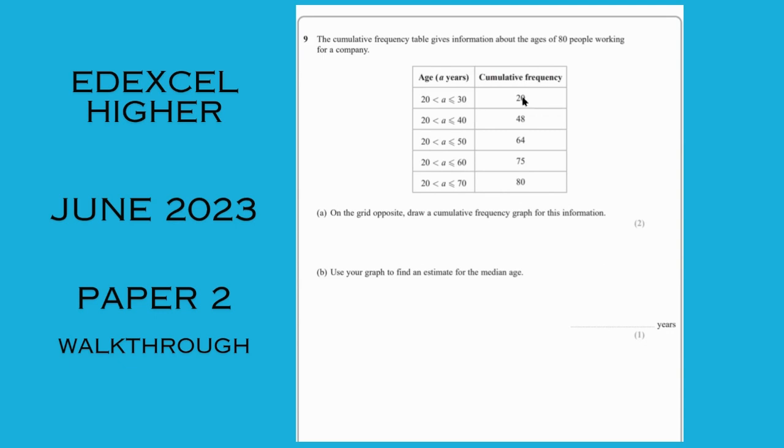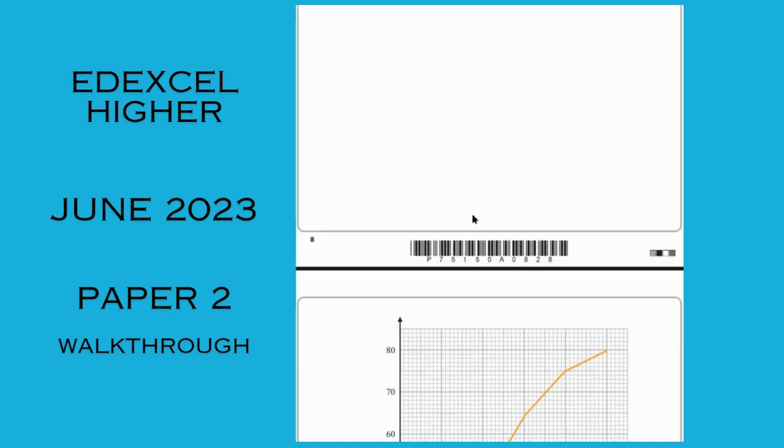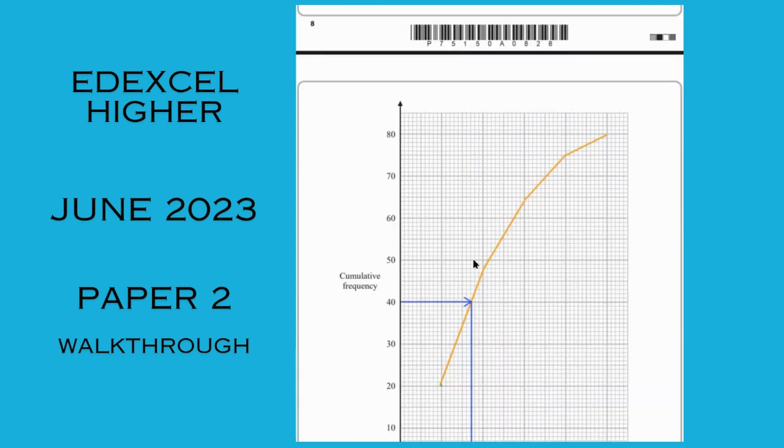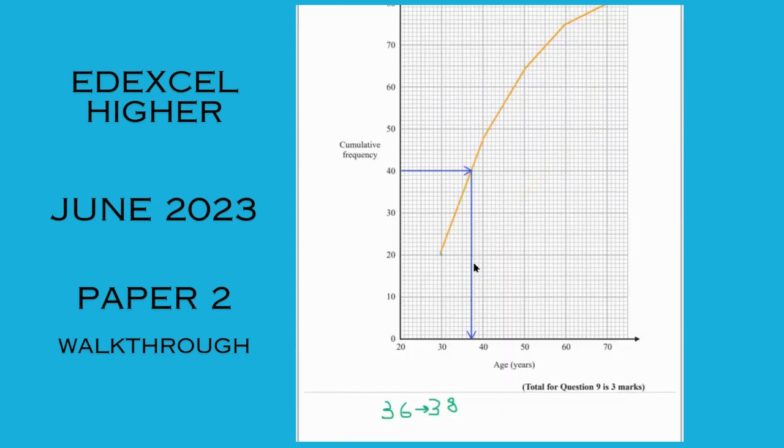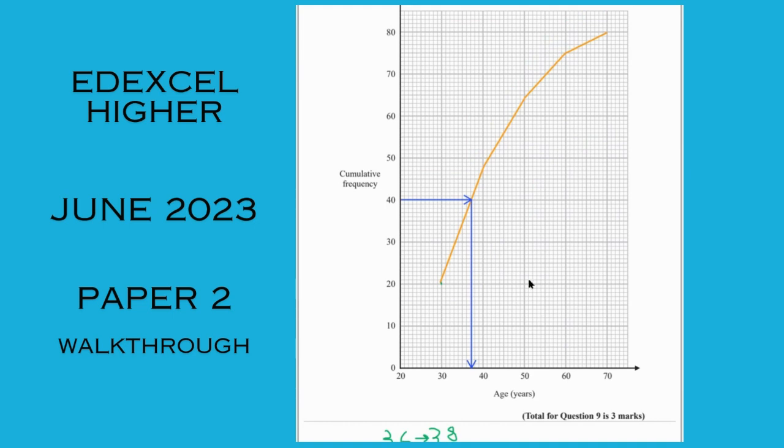Make sure when you do cumulative, you plot the upper boundaries. So your first coordinate should be 30, 20, 40, 48, and so on. And when you want the median, middle means 40.5th technically, but thickness of a pencil, who cares? It's an estimate. Mark scheme allows a bit either way, as you can see. But there's my attempt. I've cheated because you don't want to see me be rubbish with an electronic board pen.